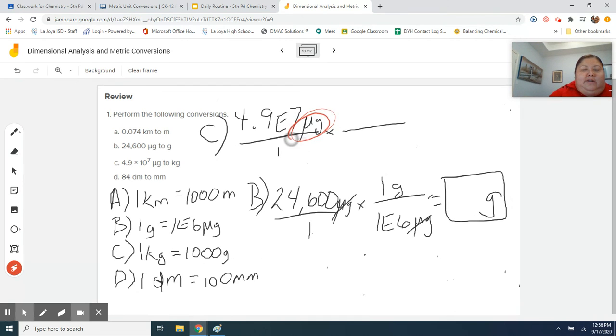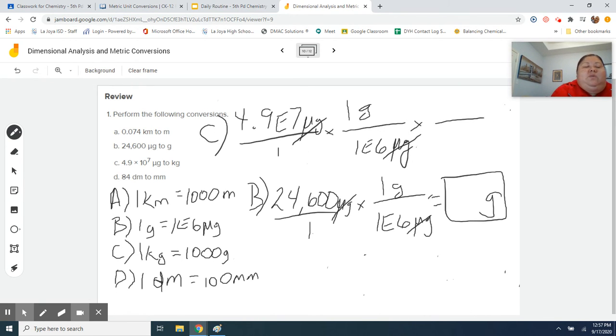If I have micrograms on top, where does micrograms need to go to get canceled? Top or bottom? Bottom. Okay, so I'm going to put 1E6 micrograms and 1 gram on top. Micrograms cancel micrograms. But we're not done. Why are we not done? Because they want it in kilograms. Very good. Okay.